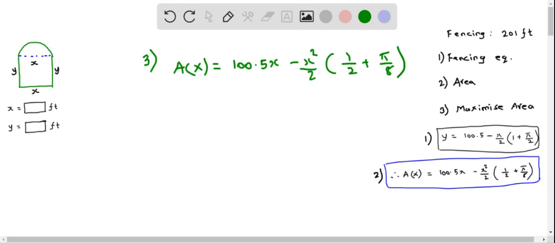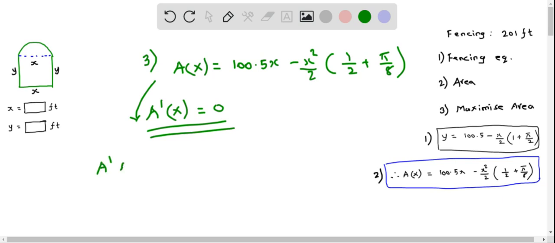To find the maximum area, we have to set A prime of x equal to 0. A prime of x is the first derivative of the area function. When we use the calculus first derivative, the function is always either maximum or minimum at the point when A prime of x equals 0. So that is why we have to set up this equation. So let's determine A prime of x. That is, we have to find the derivative of the A of x function.